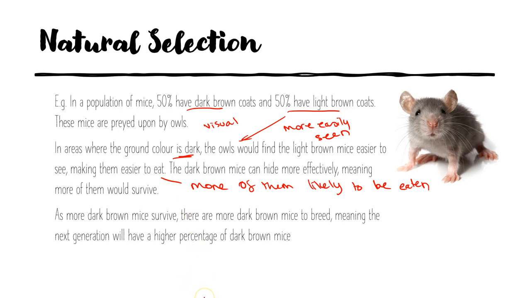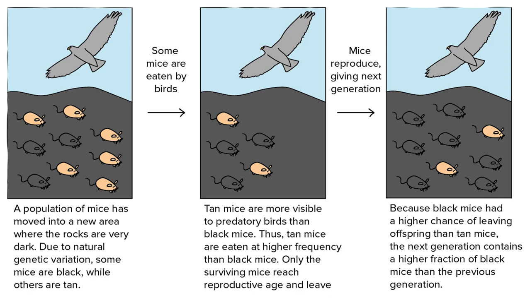That doesn't mean no dark brown mice are being eaten, it just means that they're less likely to. So the chance of them being eaten is lower compared to a light brown mouse. So therefore the population over time will change, and we're likely to see more dark brown mice in the population, a higher percentage of them. And this is what it would look like in a diagram.